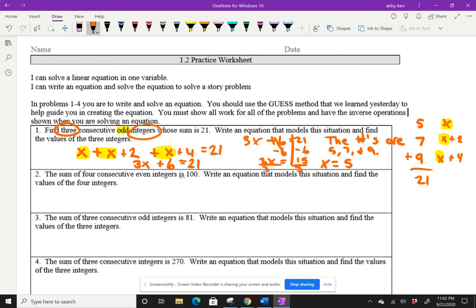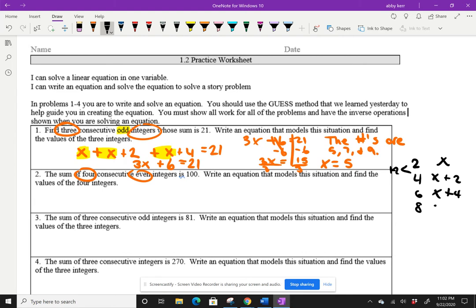All right, for number 2, it says 4 numbers, and they're even. So that's not going to change the pattern. The pattern is still going to be skipping numbers. So if you want to confirm that, let's just do 2, 4, 6, and 8. Let the first number be x. 2 plus what gets you 4? It's x plus 2. Then x plus 4, x plus 6. So these numbers can change. It's just a pattern.